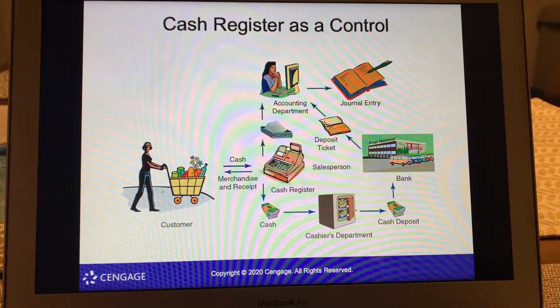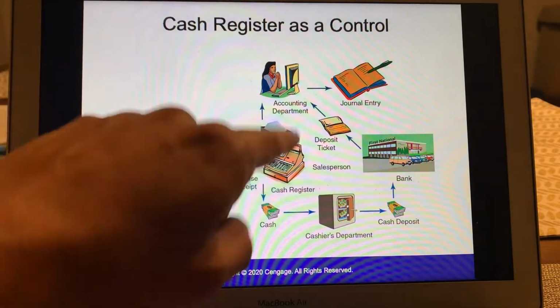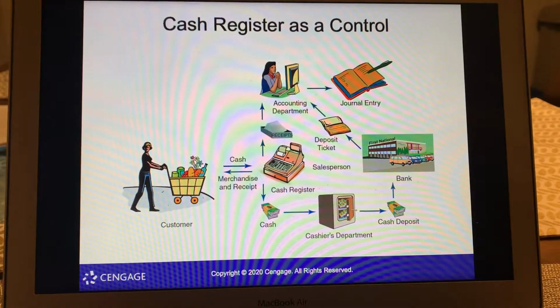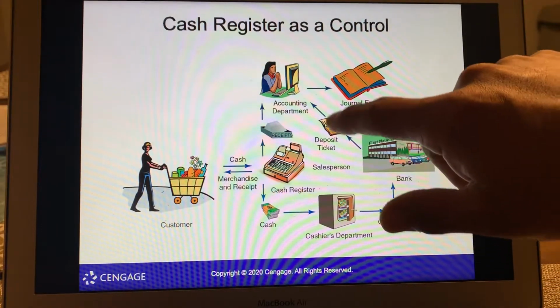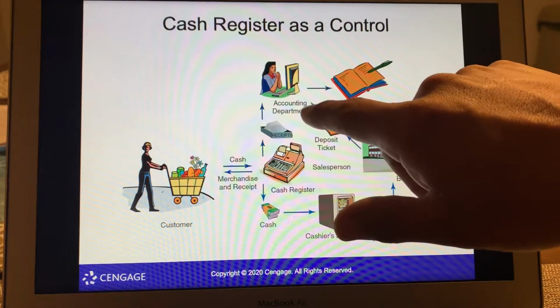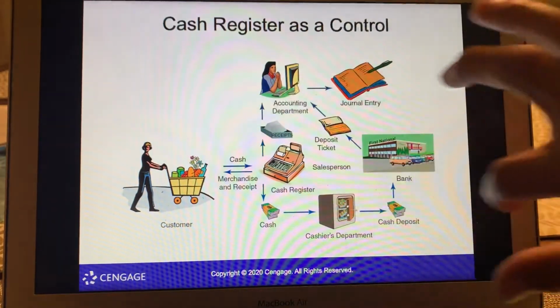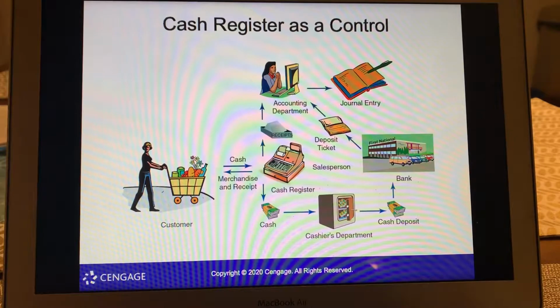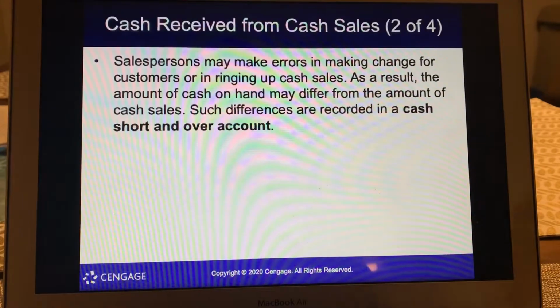Now notice these are all different sources. The cash register receipt goes to the accounting department, then the bank deposit ticket goes to the accounting department, and then it's journalized. These are all examples of that. They are separated. These duties are separated, and that's the importance of the internal controls over cash.